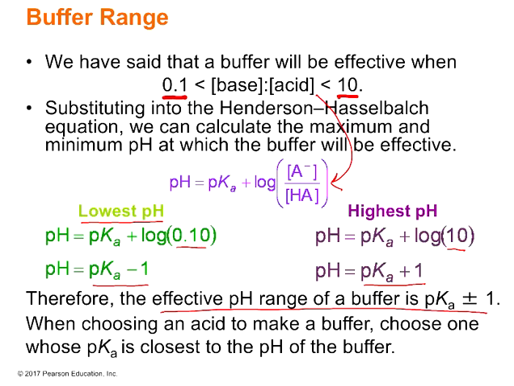So when we're choosing an acid to make a buffer, we want to choose one whose pKa is closest to the pH of the buffer. So, for example, we previously saw that the pKa of acetic acid buffer is 4.7. So, let's say we're trying to maintain a pH of 5. Then we would want to pick acetic acid as our buffer because it's going to maintain a pH of anywhere from 3.7 up to 5.7. So that's 4.7 minus 1, and then 4.7 plus 1.